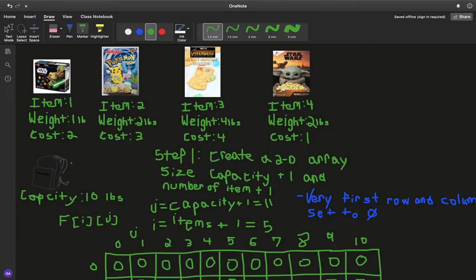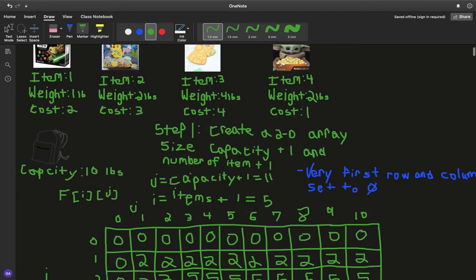And we have the capacity, the bag that the grocery store is giving us, 10 pounds, to limit our purchases so a lot of people have a chance of getting stuff. So step one, we create a two-dimensional array, f sub i of j, and the size would be the capacity plus 1 by the number of items plus 1.